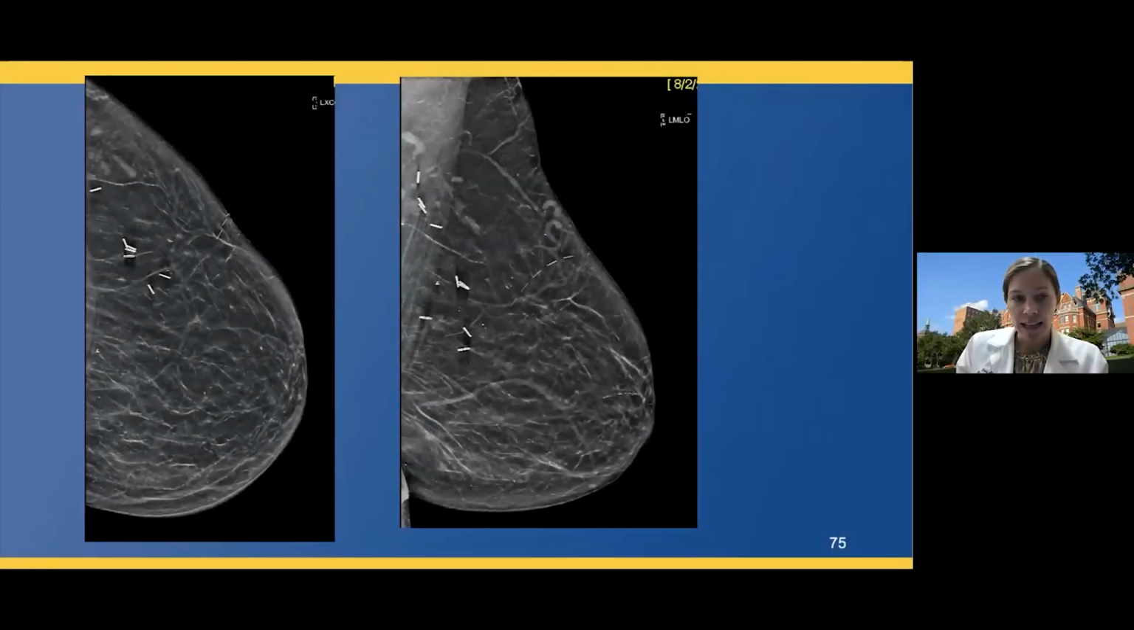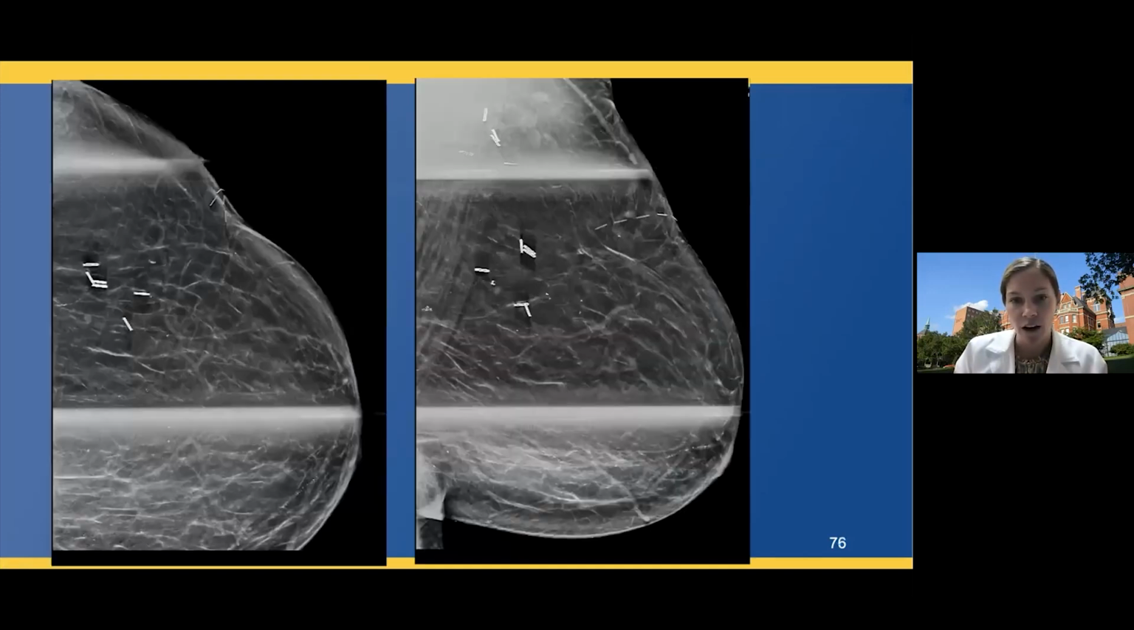Here's the next case. This is a tricky case. This is showing the left. This is actually an XCCL view, so an exaggerated CC view, so you can see the outer breast well, and an MLO view. So this patient has lots of surgical clips in from a prior lumpectomy, but she was noted to have a new focal asymmetry at the lumpectomy site, and I think it's better seen on our spot views.